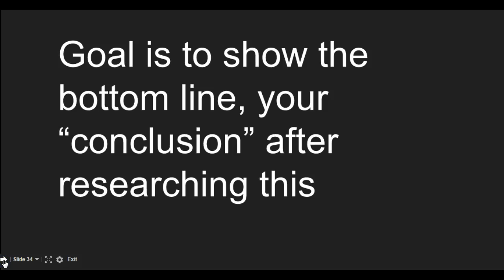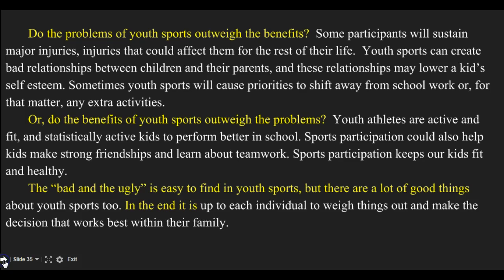Remember that your goal is to show the bottom line, your conclusion, after researching this topic. So think about how you end up. This is the final conclusion on a paper about youth and sports. And the writer questions, do the problems of youth sports outweigh the benefits? Or do the benefits of youth sports outweigh the problems? The bad and ugly is easy to find in youth sports, but there are a lot of good things about it too. In the end, it is up to each individual to weigh things. That is this writer's conclusion. You are coming to a conclusion after researching the problems, the benefits, all the good, the bad, and the ugly.